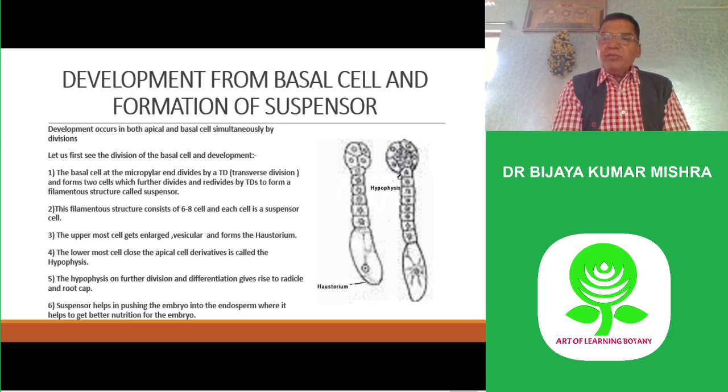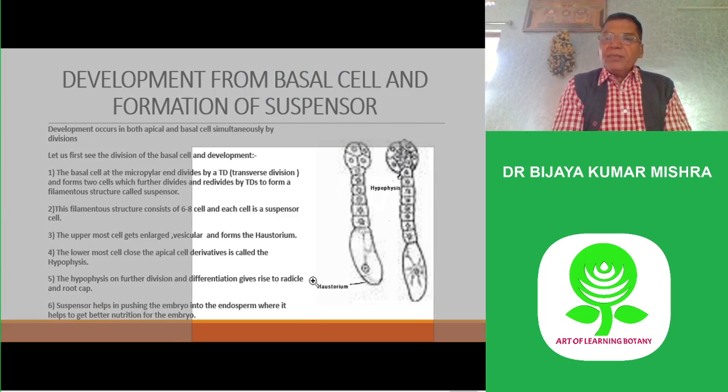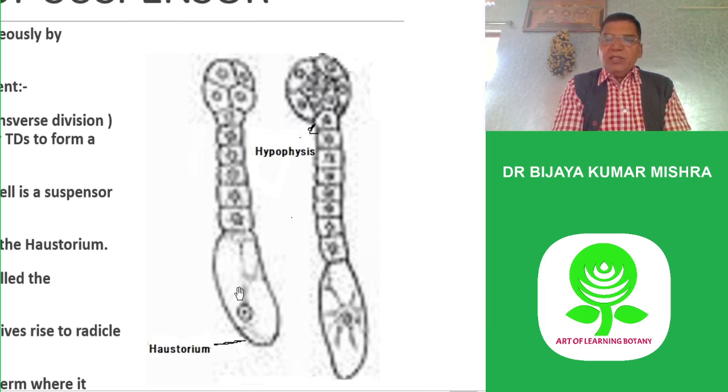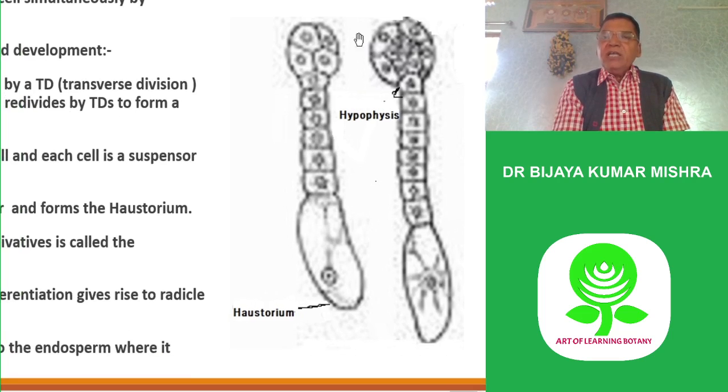You can see here. I will zoom it, and you can see it here. Yes, you can see. This is the haustorium. This is the total suspensor. Each cell of this one is called a suspensor cell, and this is the derivative of the apical cell, and this last cell, this one, is called the hypophysis.